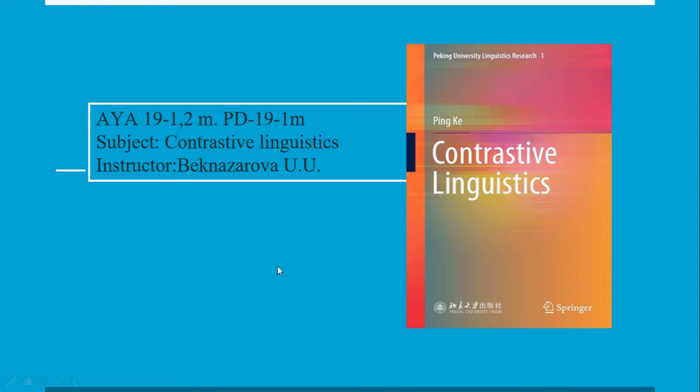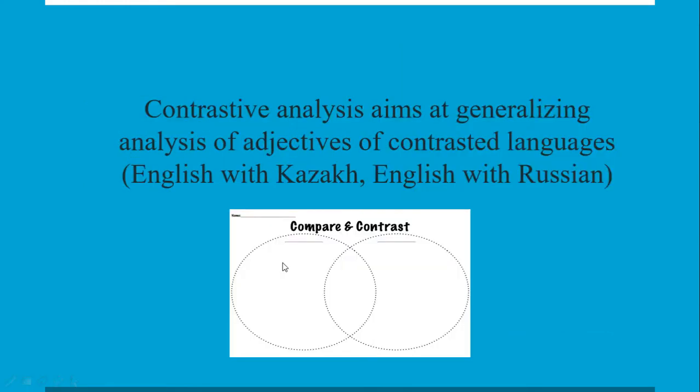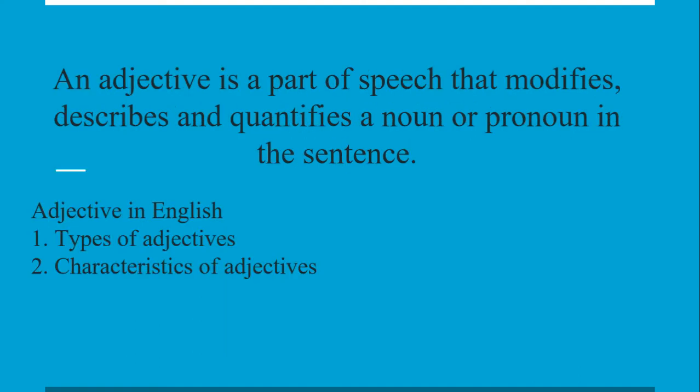Contrastive linguistics. One important aim of most linguistic theories is to pin down what the languages of the world have in common. For instance, all languages have adjectives as a part of speech. An adjective is a part of speech that modifies, describes, and quantifies a noun or pronoun in the sentence.